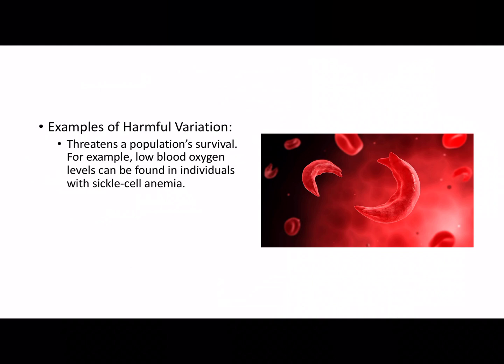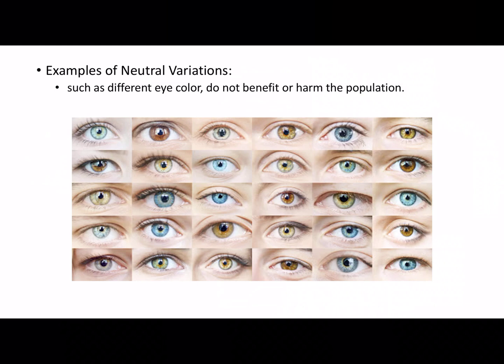Examples of harmful variations are the ones that threaten a population's survival. For example, low blood oxygen levels can be found in individuals with sickle cell anemia. But scientists have recently discovered that sickle cell anemia makes some people immune to malaria. So we are still not sure if this is a harmful variation or if the body adapted to make the red blood cells immune to malaria in some places. And examples of neutral variations, such as different eye color, do not benefit or harm the population.